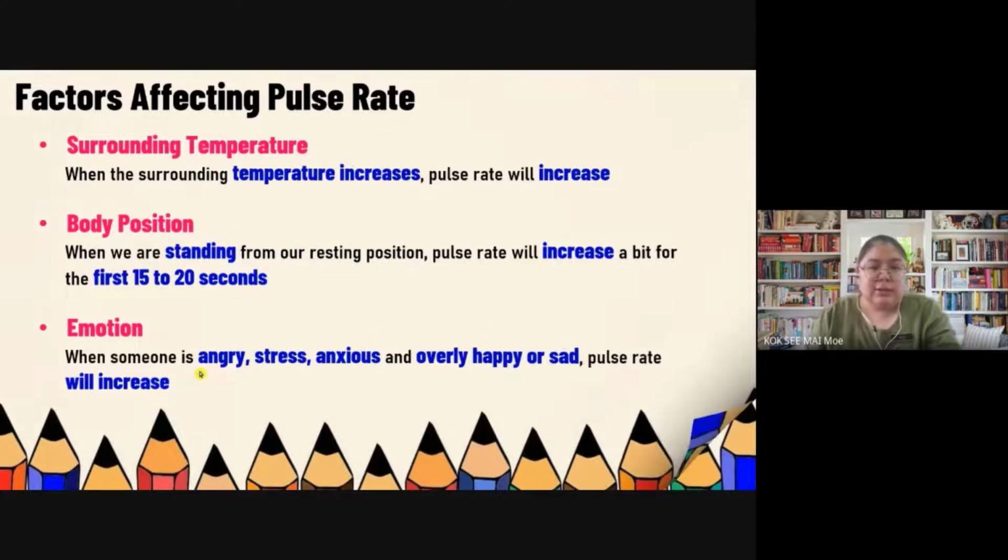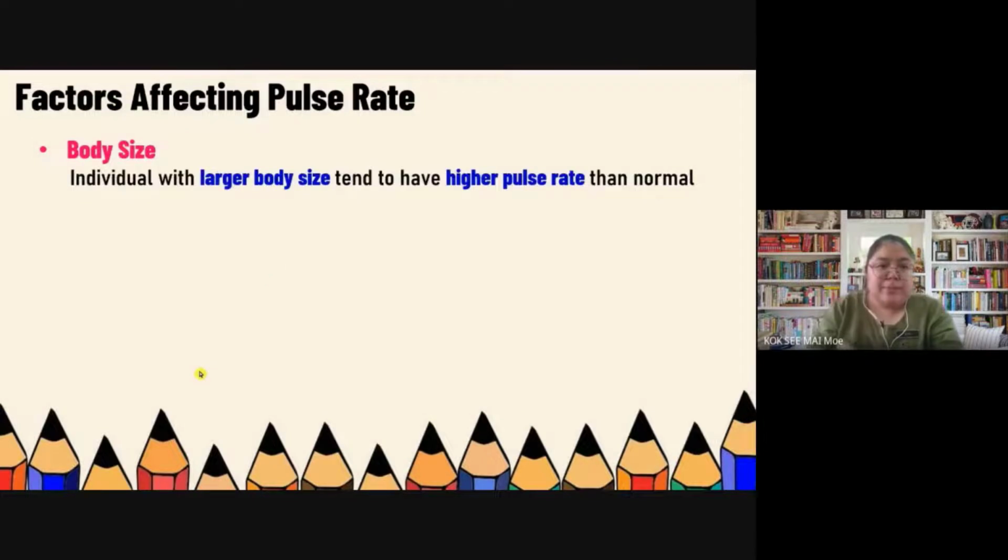Okay, we got another one, body size. Body size means an individual with a larger body size tends to have a higher pulse rate than normal. Maybe the child and also the adult, the father and also the baby, are different. Because the age and also the body size are different, so this one also gets a different pulse rate.